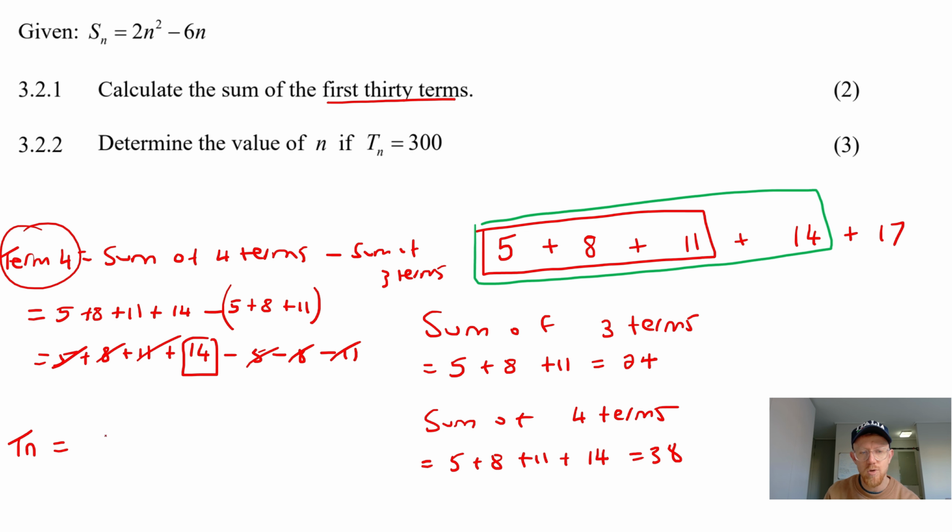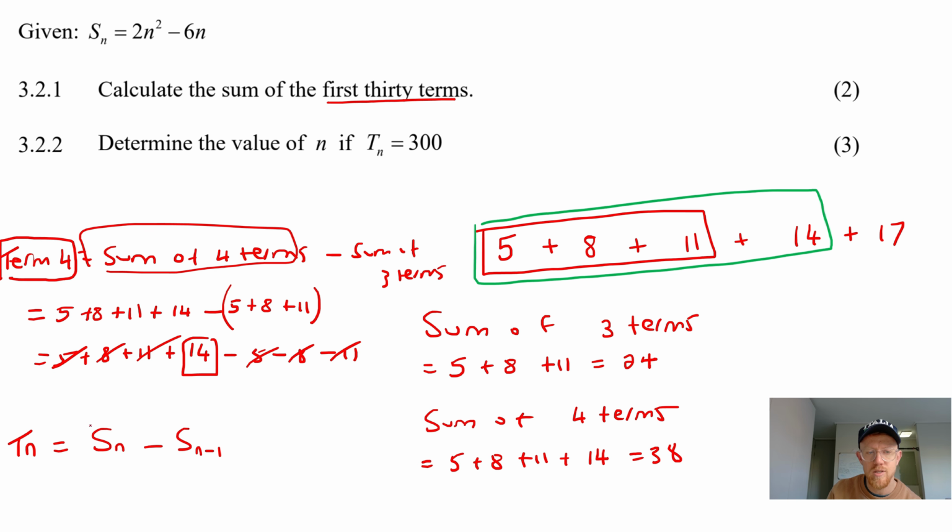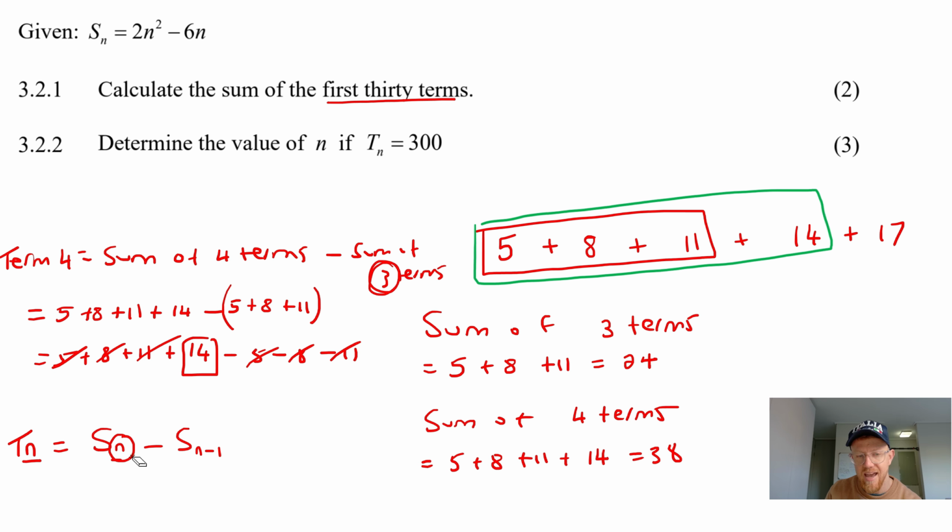So there is a formula that says if you want to find a specific term value, term n, all you need to do is take the sum of those n terms minus the sum of n minus 1. So if you want to find term 4, you take the sum of 4 terms, so that's why these are the same. You can imagine 4 and 4. And then you minus the sum of 3 terms. So you see how 3 is 1 less than 4, just like n minus 1 is 1 less than n. And so this over here is a formula that you can remember, okay?